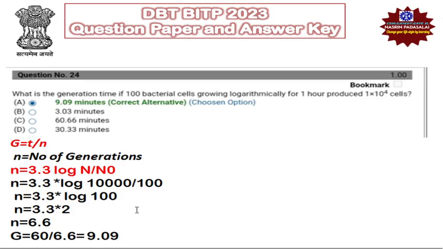Next, what is the generation time? Initially there were 100 bacterial cells growing logarithmically for a period of 1 hour. So time is 60 minutes, that is 1 hour. The final number of bacteria is 10,000 cells. So they are asking the generation time. The generation time formula is T divided by N. T we know is 60 minutes. N is the number of generations. The formula for number of generations is 3.3 log of N divided by N naught. So 3.3 multiplied by log of 10,000 divided by 100. So N is 6.6, and now if you calculate the generation time, it is 60 divided by 6.6. So our correct answer is 9.09.